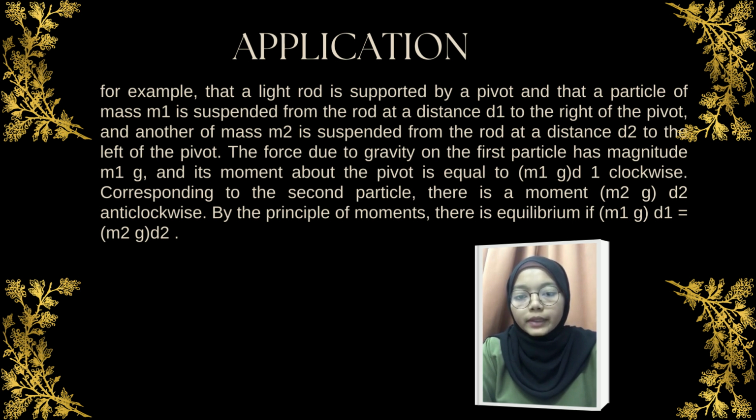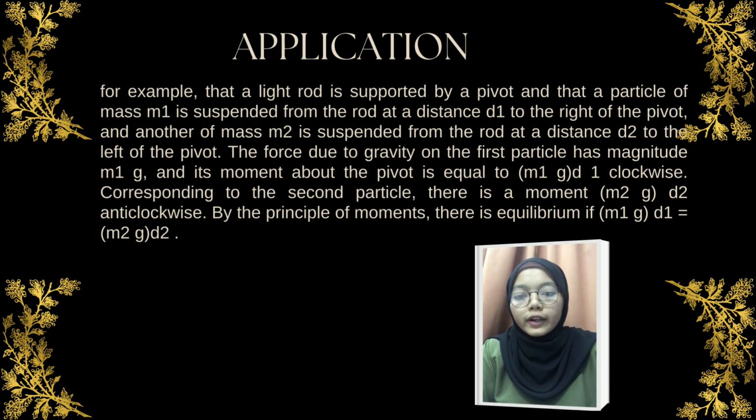Suppose, for example, that a light rod is supported by a pivot and that a particle of mass m1 is suspended from the rod at a distance d1 to the right of the pivot, and another of mass m2 is suspended from the rod at a distance d2 to the left of the pivot.